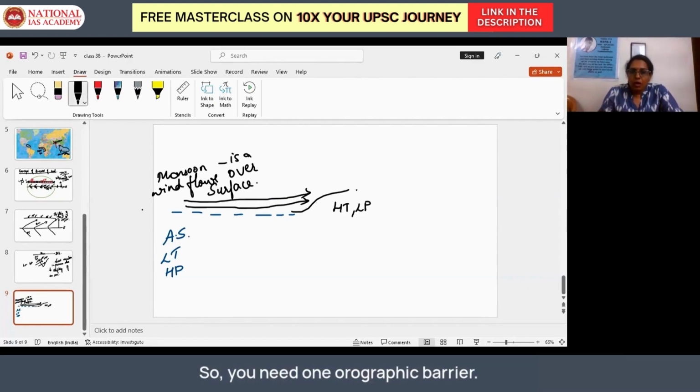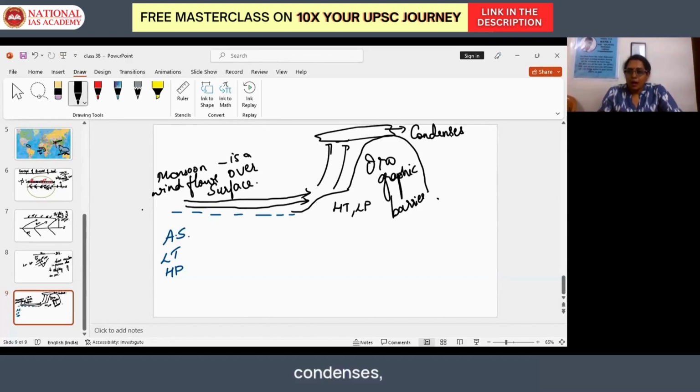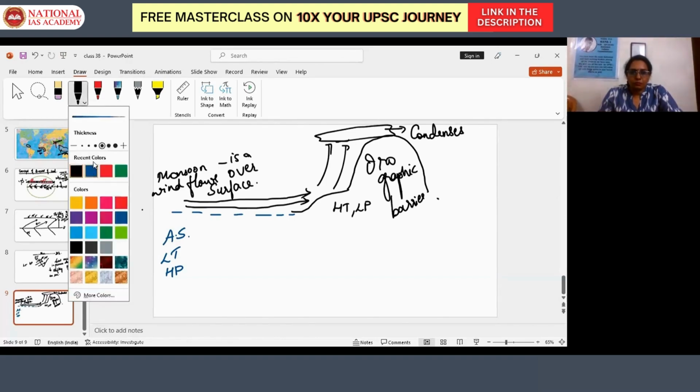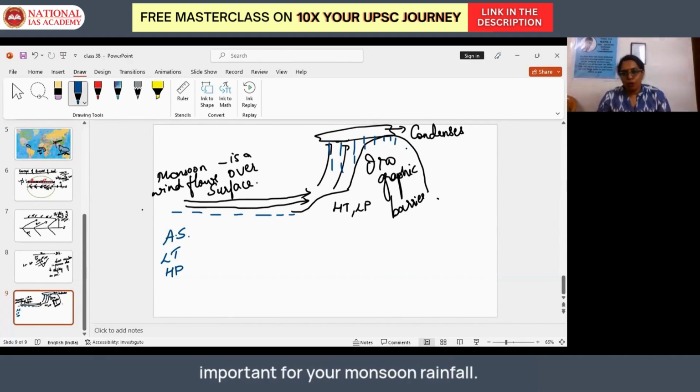So you need an orographic barrier. Now it rises up. Condenses. Precipitates. Okay, so this is how it occurs. You should force it to rise up. The orographic barrier is very, very important for your monsoon rainfall.